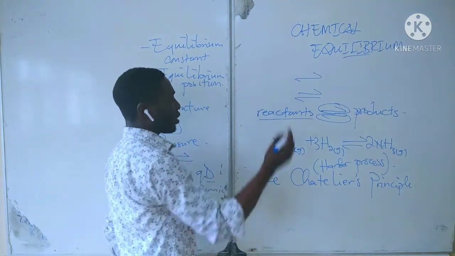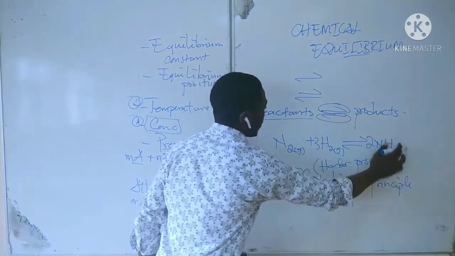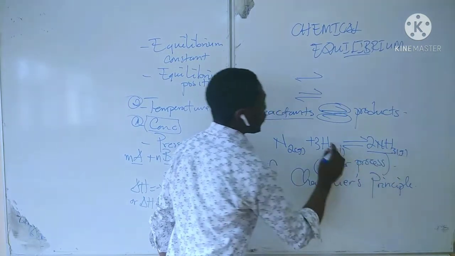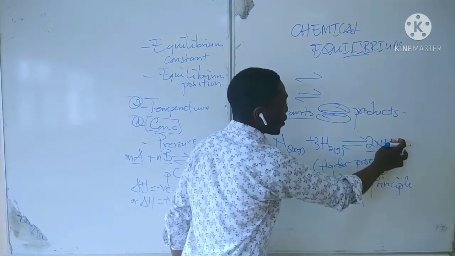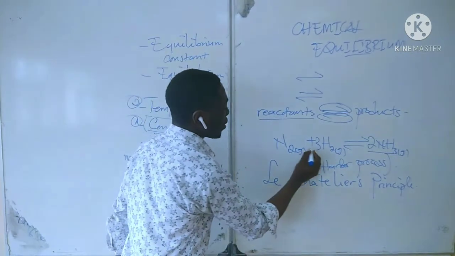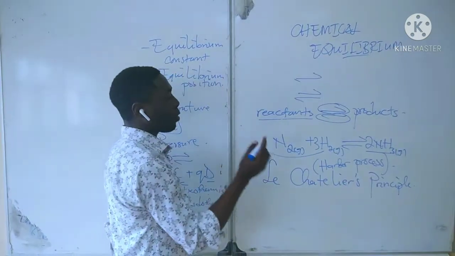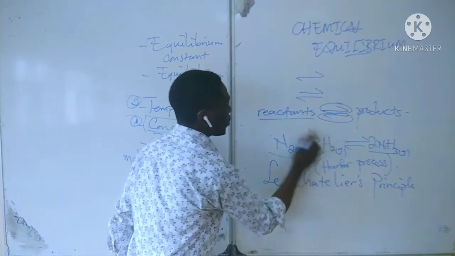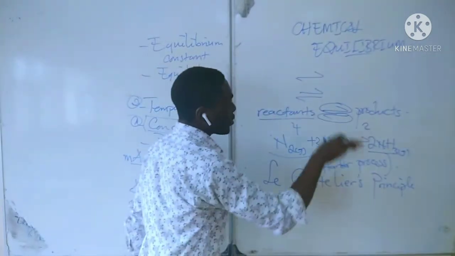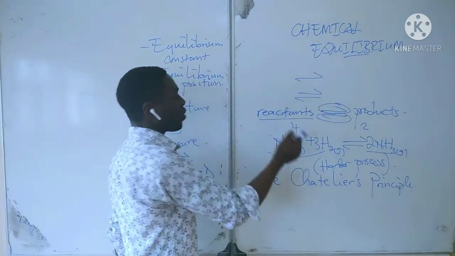If I increase the pressure in the Haber system, more ammonia is going to be formed, so the equilibrium position will be shifted to the right. Now if I decrease the pressure, since the left hand side has more moles, that is 1 plus 3, which gives us 4 moles, and here we have 2 moles. So when I decrease the pressure, it favors the side with the highest number of moles.